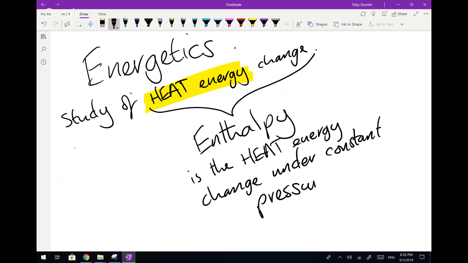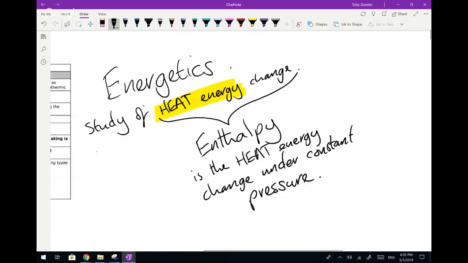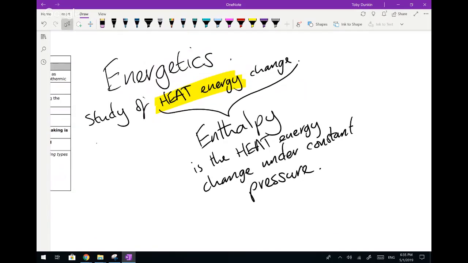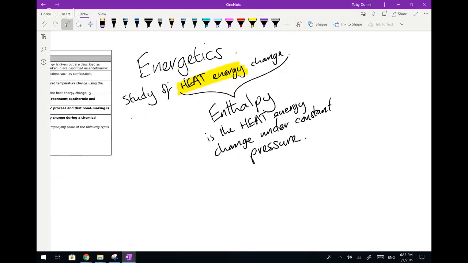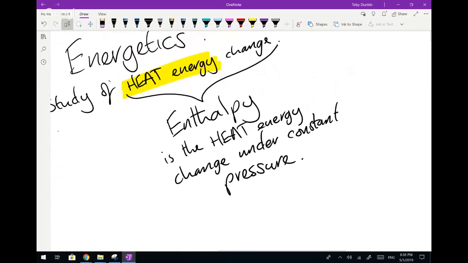It is the original definition coined by the rather forgotten chemist called Berthelot, who was a French chemist and one of the founding fathers of energetics. Not only did he coin the term enthalpy, he also coined the terms exothermic and endothermic, which we'll be talking about shortly. So the word enthalpy means heat energy change in a chemical reaction.